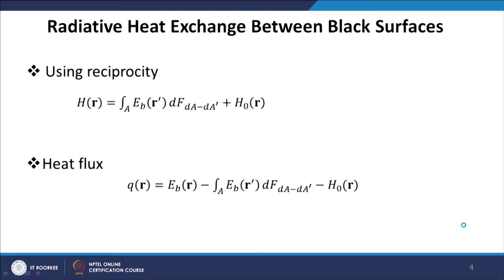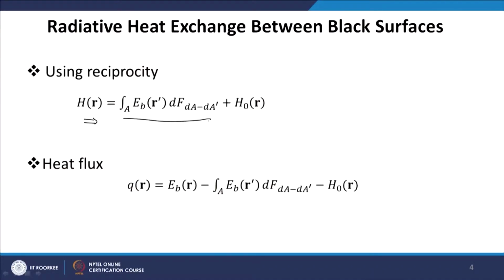Now, cancelling out the dA term on both sides, what we get is the total amount of irradiation on surface dA. We have just removed the dA from both sides. So, total energy absorbed by the surface dA is simply equal to the integral of EB at r prime, that is the emission power of the black body at any location, times the view factor between the two surfaces, plus outside irradiation. This is outside irradiation.